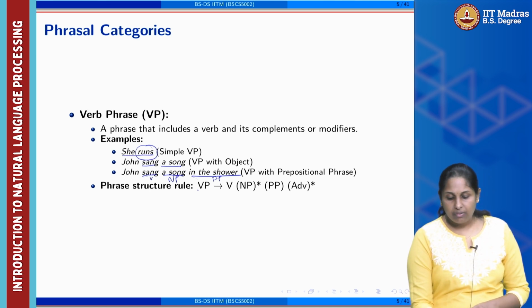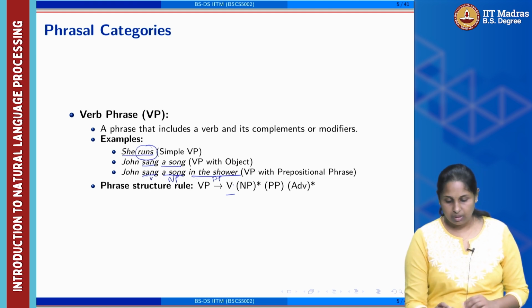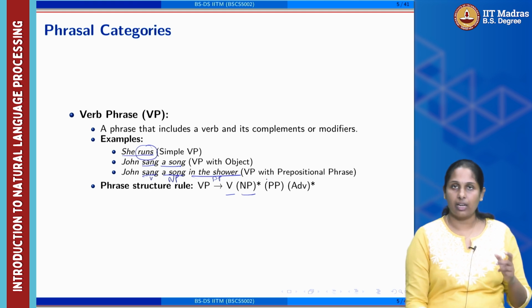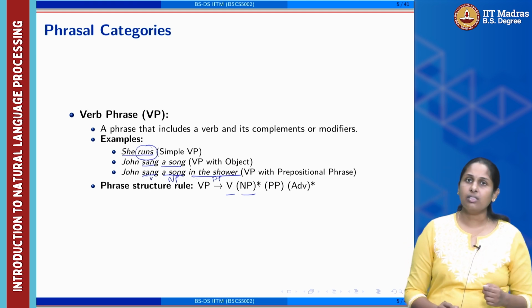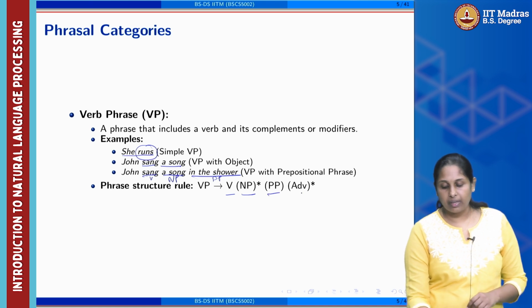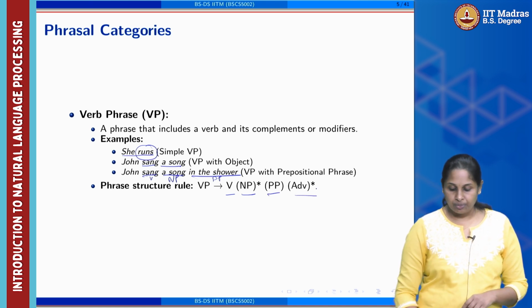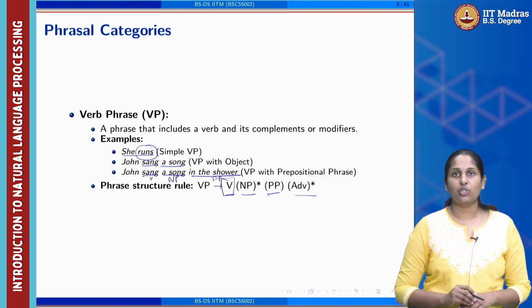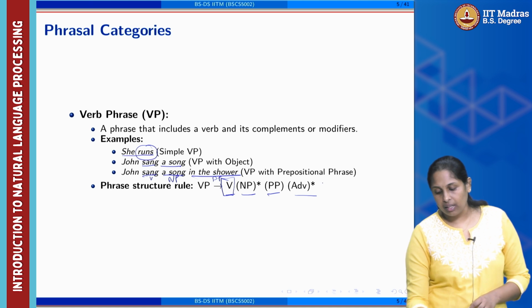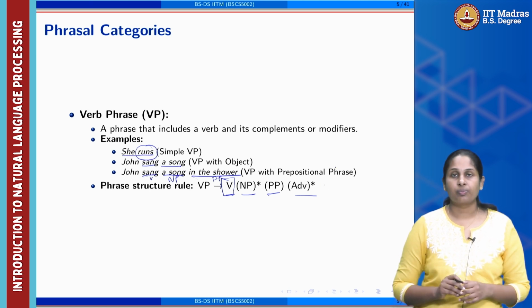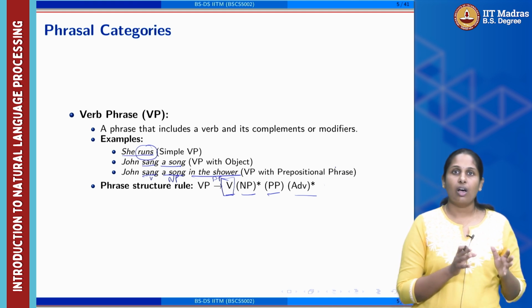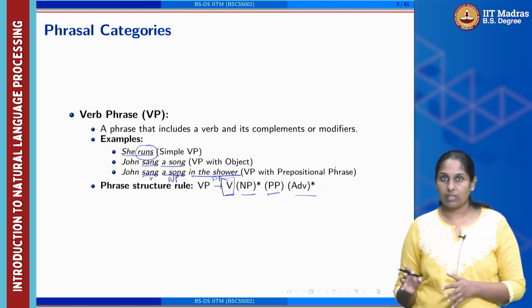So if you look at the VP structure rule, it can have a V. In English, the V always comes at the beginning of the phrase, and any number of NPs, where the star here means any number, and the parenthesis means it is optional, and there is one PP and any number of adverbs that can follow. But on the other hand, if you look at Indian languages, the verb will not occur in this direction. It occurs at the end of the whole sentence. So English-like languages are called left branching languages, whereas Indian languages are branching towards the right side.